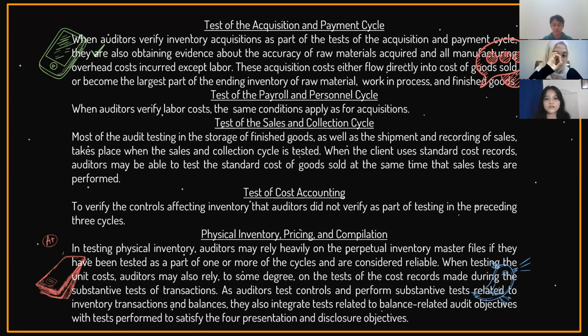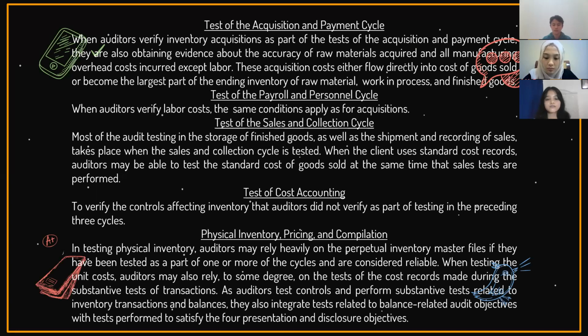Second, test of the payroll and personnel cycle. When auditors verify labor costs, the same conditions apply as for the acquisition. Third, test of the sales and collection cycle. Most of the audit testing of the storage of finished goods, as well as the shipment and recording of sales, takes place when the sales and collection cycle is tested. When the client uses standard cost records, auditors may be able to test the standard cost of goods sold at the same time that sales tests are performed.